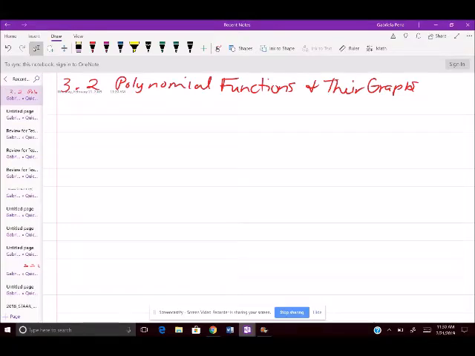Alrighty, so this is a quick review of what 3.2 was about. You have 12 problems in 3.2, and then I need you to do the quiz, and I can't remember the number of the quiz, but it's 3.1 and 3.2. So that's what you're going to be working on.